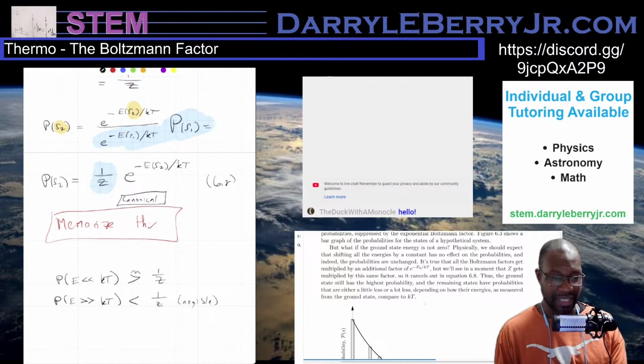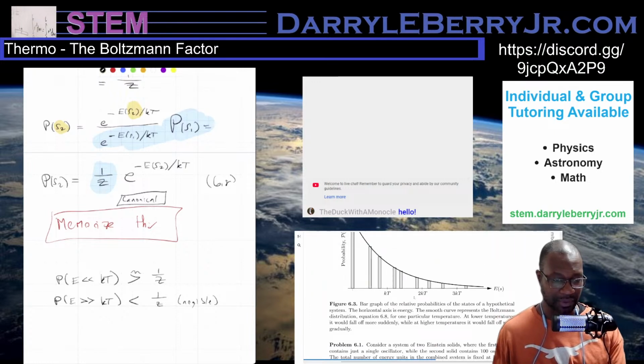Thus, the ground state still has the highest probability, and the remaining states have probabilities that are either a little less or a lot less, depending on how the energies, as measured from the ground state, compare to KT. Okay, so I did have it right the first time. All right, so I have to look at that again.